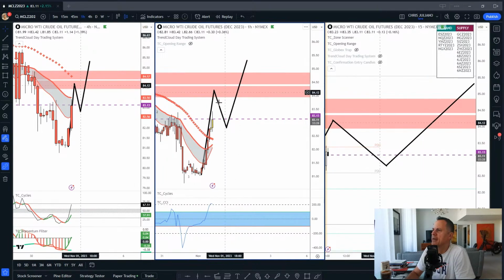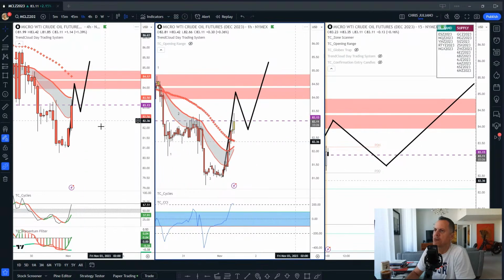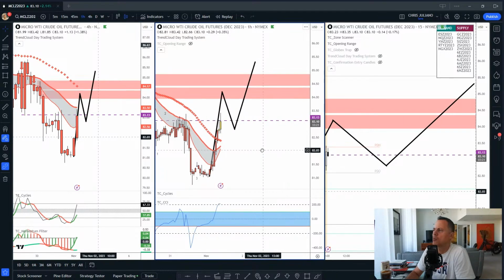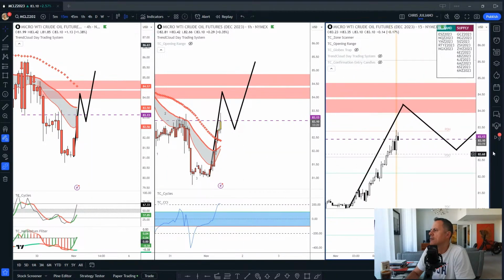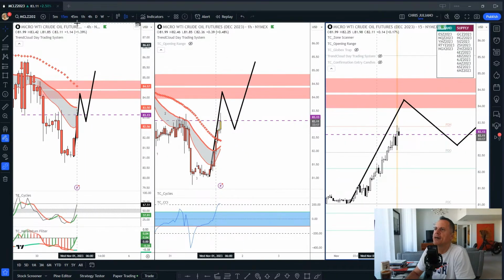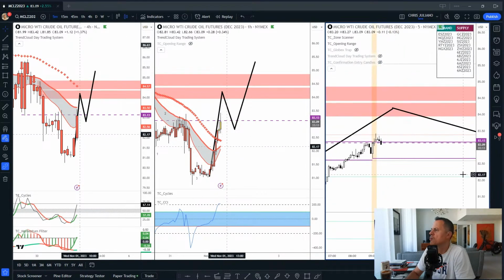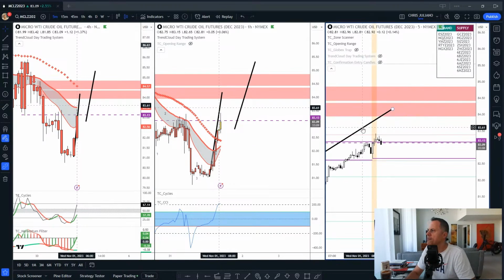So yeah, that's the situation you put yourself in with that. So on the 5 minute, drop down to the 5, and let's see what's going on with the opening range. Let's get rid of these lines here.